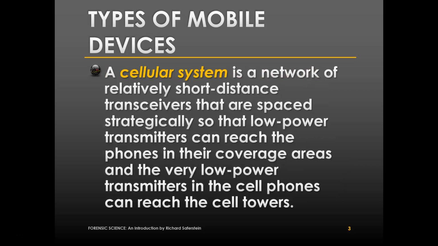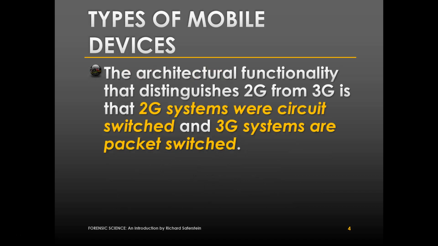A cellular system is a network of relatively short distance transceivers that are spaced strategically so that low power transmitters can reach the phones in their coverage areas, and the very low power transmitters in the cell phones can reach the cell towers. So we're essentially bouncing from one thing to another.